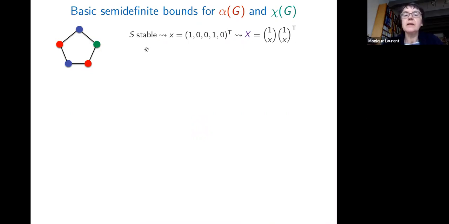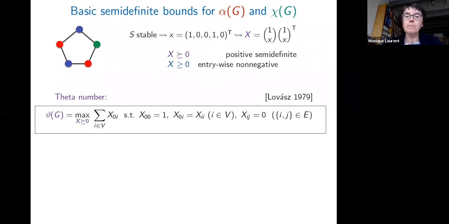So the idea is, if we have a stable set, we encode it by a vector x, which is binary, where we put a 1 if the node is in the stable set and a 0 otherwise. Then we append one entry equal to 1 to this vector, and we create the matrix X, which is the outer product of this vector. In this way, we get a matrix which is positive semidefinite and entry-wise non-negative. And now we can make this semidefinite program, which was introduced by Lovász and which gives the theta number.